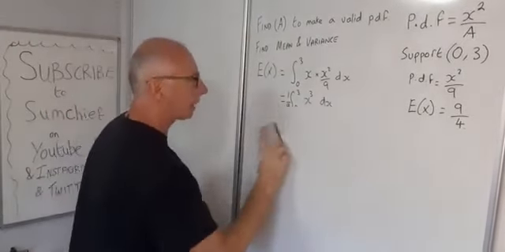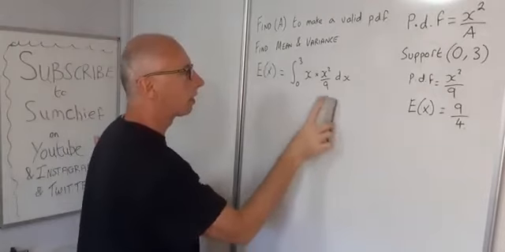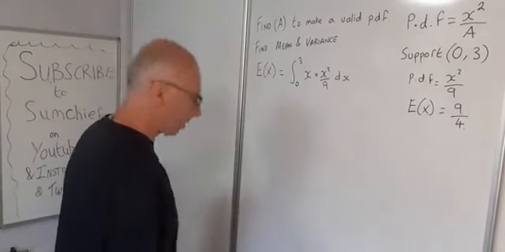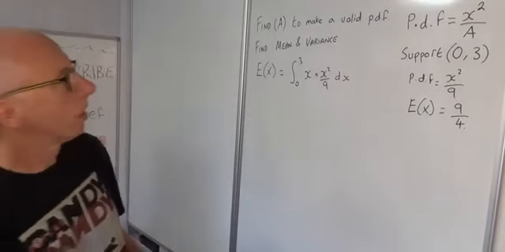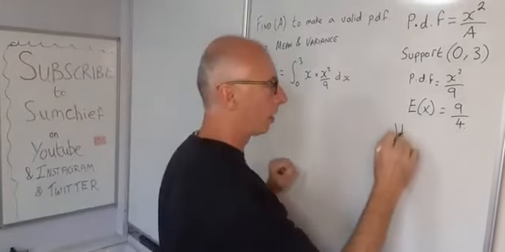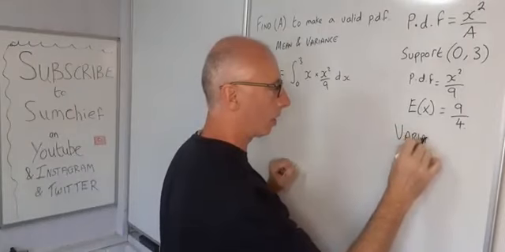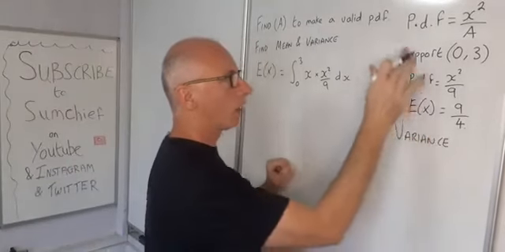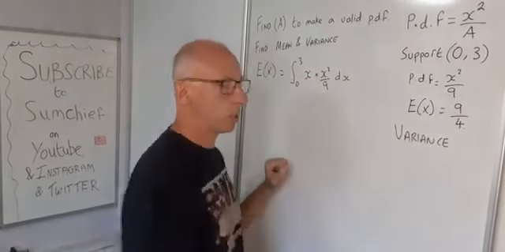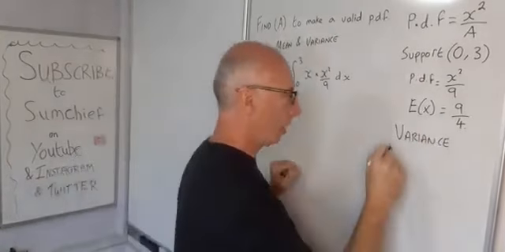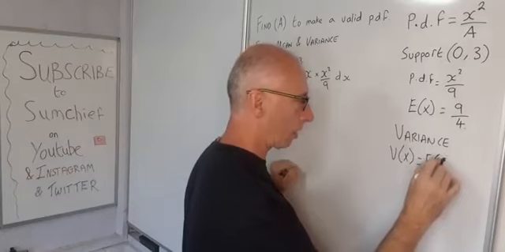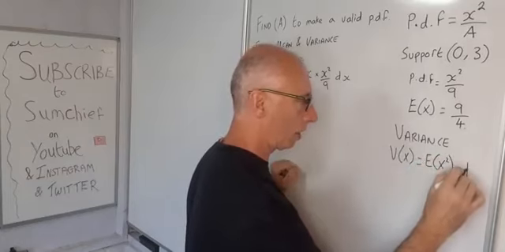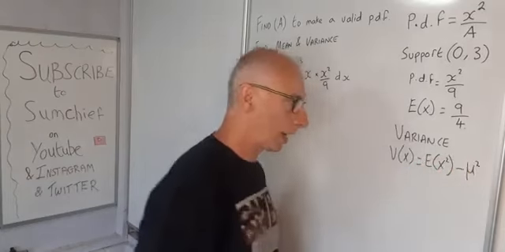Now we're going to come back to this integral here, because now what we need to do is find the variance. So the variance, we've got a nice formula for that, along these lines, given the information we've got so far. We can say V of x equals E of x squared minus the mean squared.